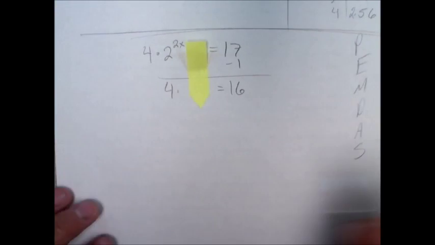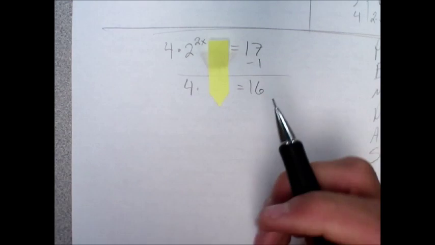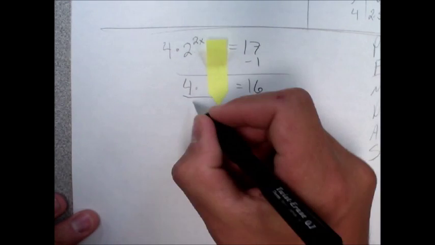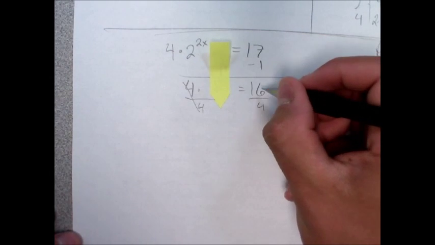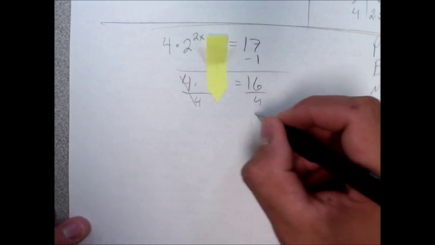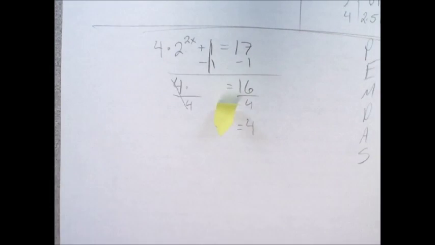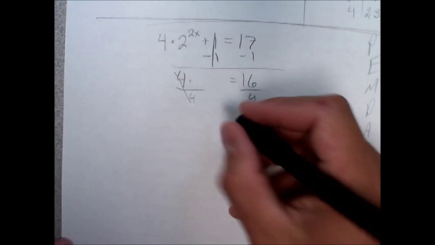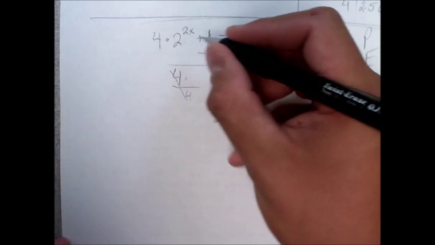Okay, so 4 multiplied by yellow Post-it note. How am I going to get rid of the 4 multiplied by? I'm going to divide it on both sides, right? So now I've got rid of my 4. I now have 16 divided by 4, which is 4. And on the left-hand side, I have yellow Post-it note. Now I'm going to replace yellow Post-it note with an actual number, and we know that yellow Post-it note was really just 2 to the 2x. I can start solving this problem now.